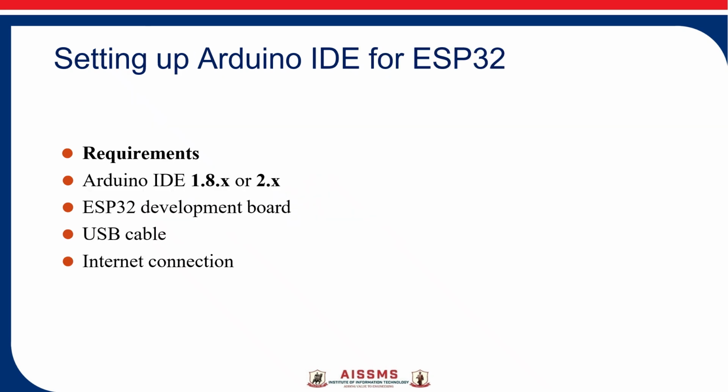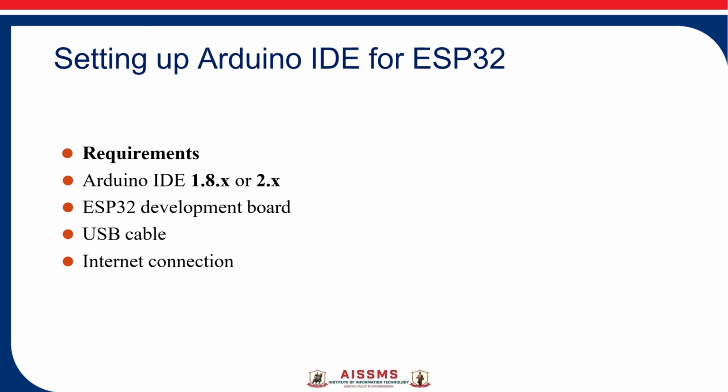Step by step installation of Arduino ESP32. The first step is to open a web browser and go to this link. Then click Software Download. Choose your operating system, Windows, Mac or Linux. Click download. You can choose either the installer or zip version.